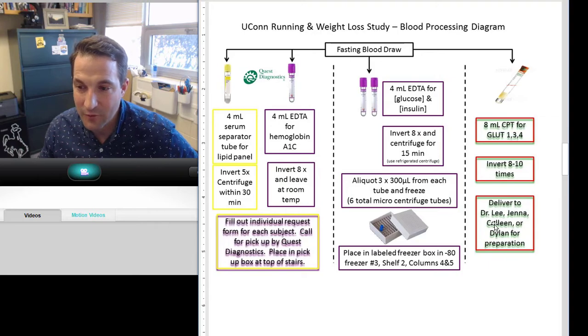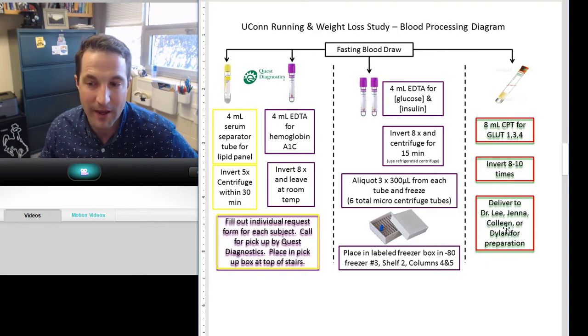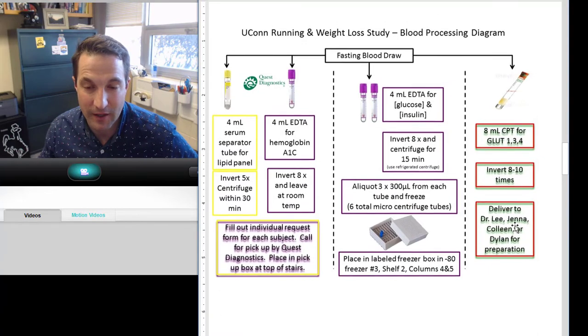After I do that, we have Dr. Lee, Jenna, Colleen, and Dylan, who were people who were helping me out, that we would deliver that tube to. Okay, they had a separate SOP, and I'm sure Josh can fill anybody in on what to do with a CPT tube after you get it. Okay, that wasn't part of what we were doing for our experiment.